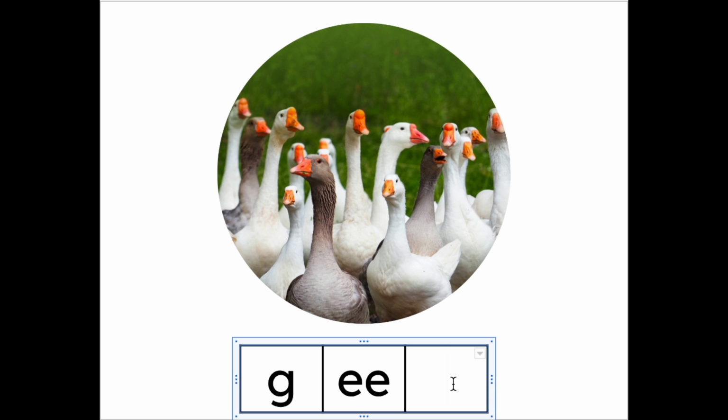Geese. S. Now you might be thinking, I know the letter S makes the S sound. And you are right, but at the end of a word, sometimes we need S-E. Remember, S-E made the Z sound at the end of cheese, but it also can make the S sound at the end of geese. Well, that's a little tricky. You'll have to remember that.